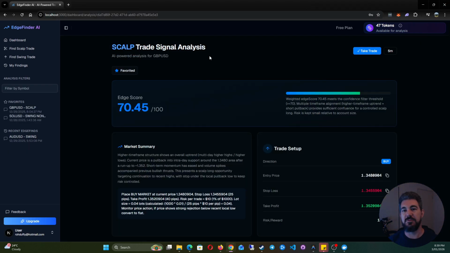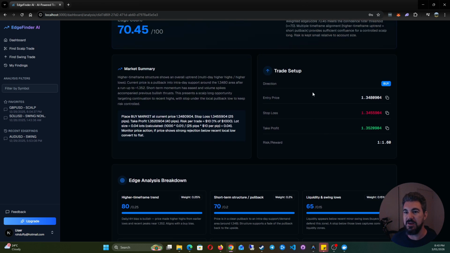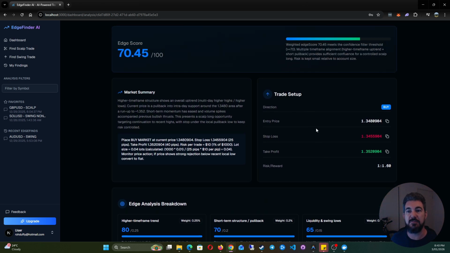So this is Edgefinder AI, the result page, or version 2 of the result page, and you can see here that there is more emphasis on the edge score, the market summary, and all of that kind of stuff in the edge analysis breakdown. There is going to be a trade setup still.